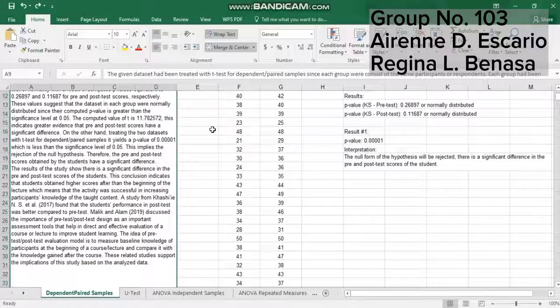The idea of pre-test and post-test evaluation model is to measure baseline knowledge of participants at the beginning of the course or lecture and compare it with the knowledge gained after the course. These related studies support the implication of this study based on the analyzed data.